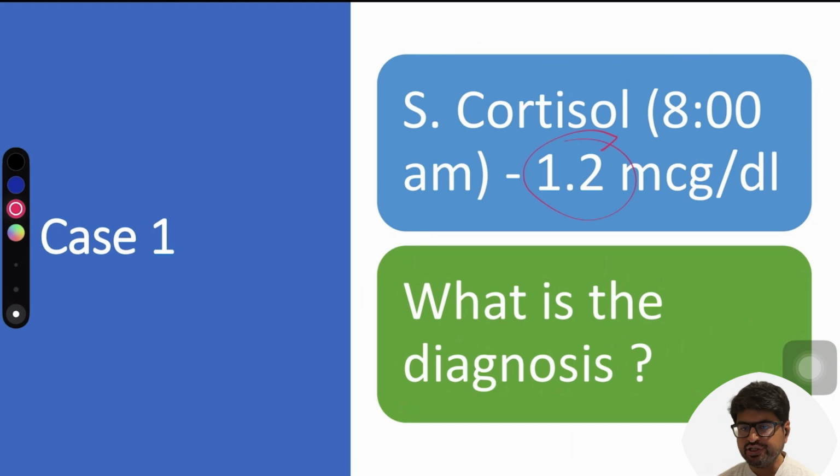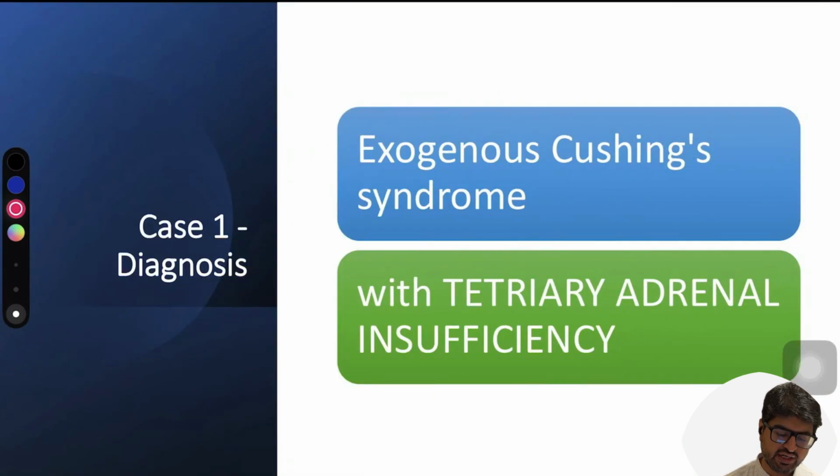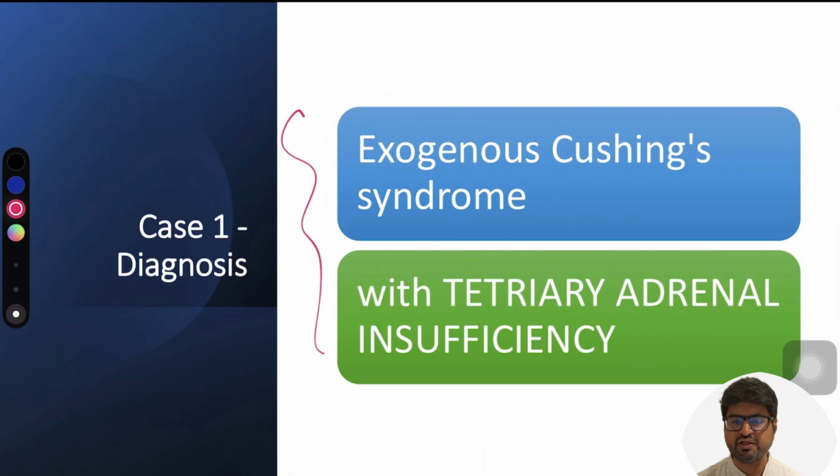So when you have a patient who looks like having Cushing's but has adrenal insufficiency, what is your diagnosis? The diagnosis is that the patient is having iatrogenic or exogenous Cushing syndrome with tertiary adrenal insufficiency. This is a complete diagnosis, okay? Exogenous Cushing syndrome with tertiary adrenal insufficiency. And which is the most common cause of Cushing syndrome in India, or in fact worldwide?